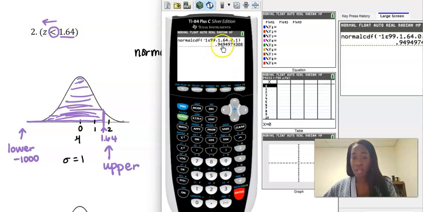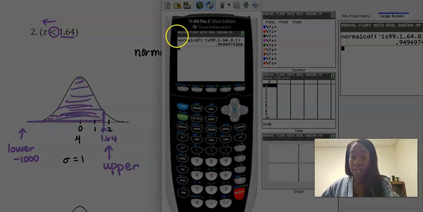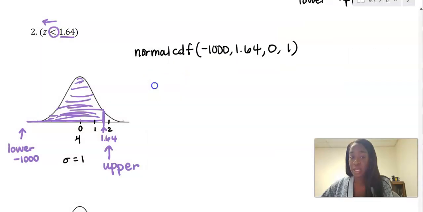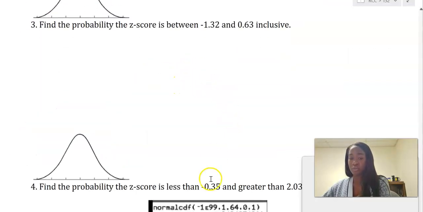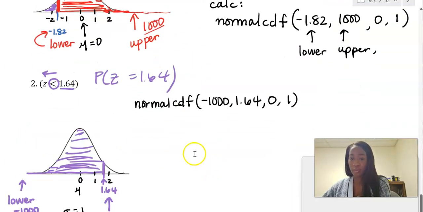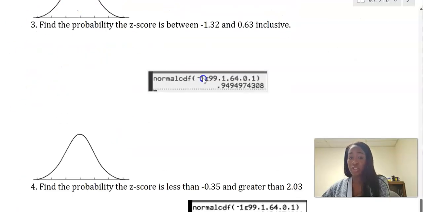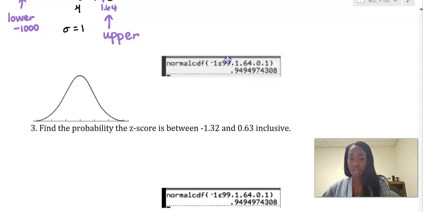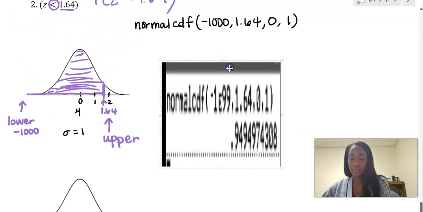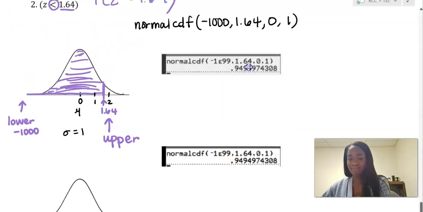And we get about 0.9495 as our answer, which is the same thing that we got when we looked this up in the standard normal distribution tables. So it doesn't matter if you use your calculator and it doesn't matter if you use your tables, you should still be getting the same answer.